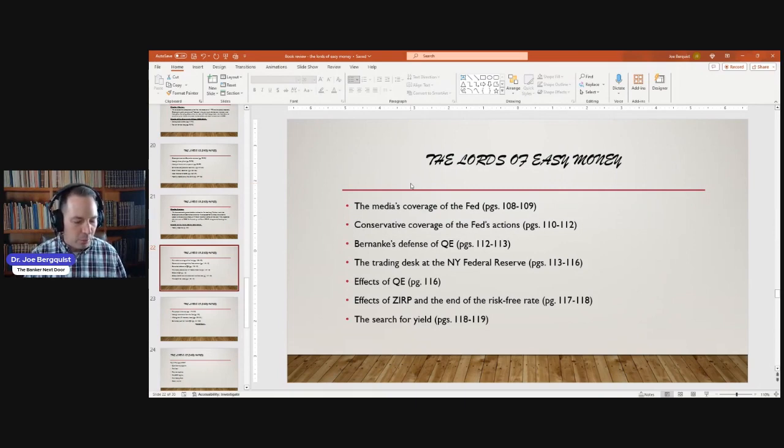So devaluing the dollar wasn't seen as all bad inside the FOMC. It made American products cheaper overseas, which could stimulate exports and create jobs. But conservative critics of the Fed saw devaluation as near treasonous.